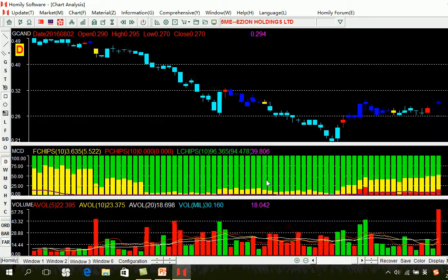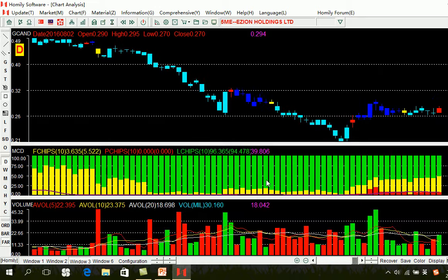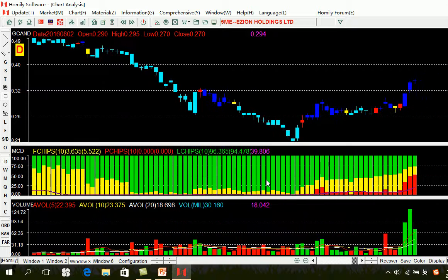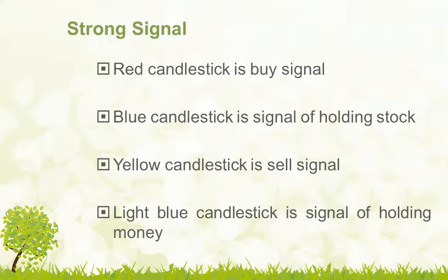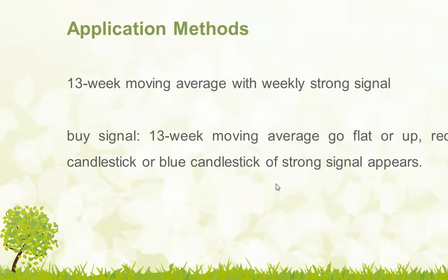Then we can see why here we can buy. Because of the red circle, then the multicolor dragon has the red color. So maybe you can confirm buy again. So this is the candlestick. Then let's see this one.